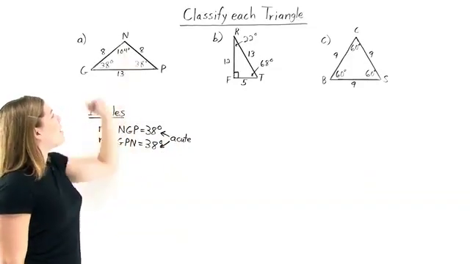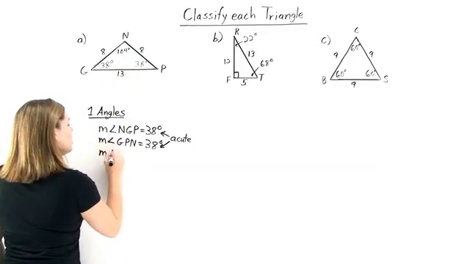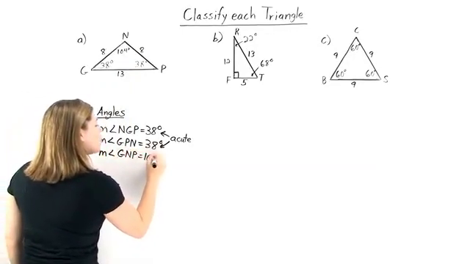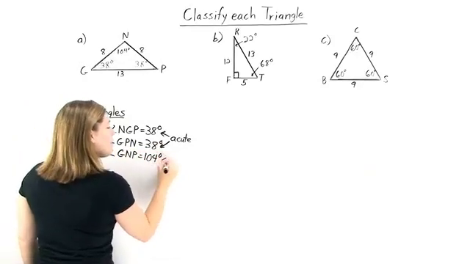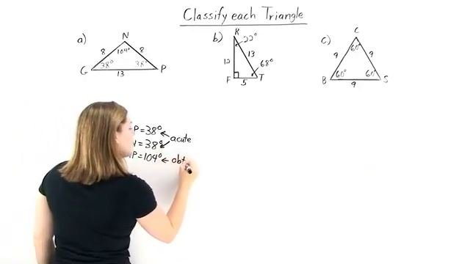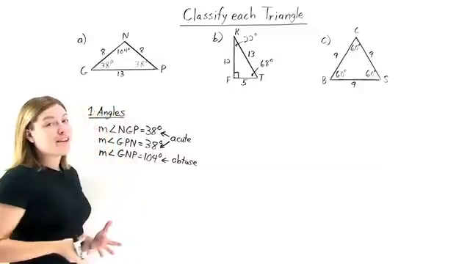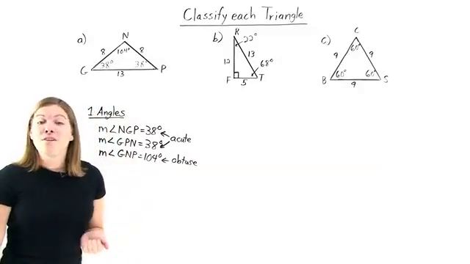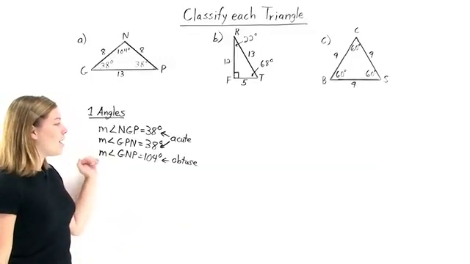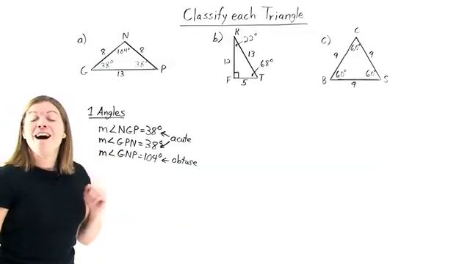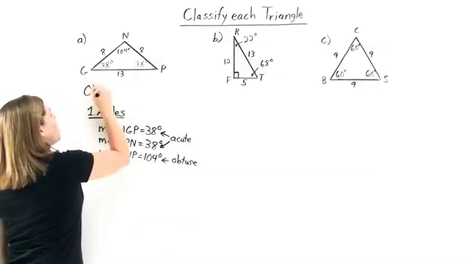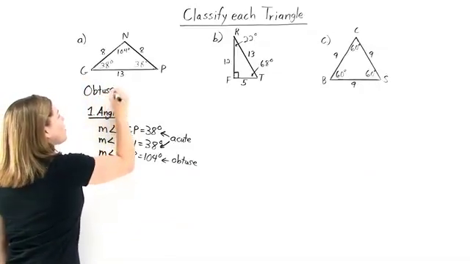Finally, we have this angle up here. We can say that the measurement of angle GNP is 104 degrees. That means that this angle is an obtuse angle, an angle that measures more than 90 degrees but less than 180. So, we have a triangle that has 1 obtuse angle and 2 acute angles. That means that we're working with an obtuse triangle. So, we know that we have an obtuse triangle.